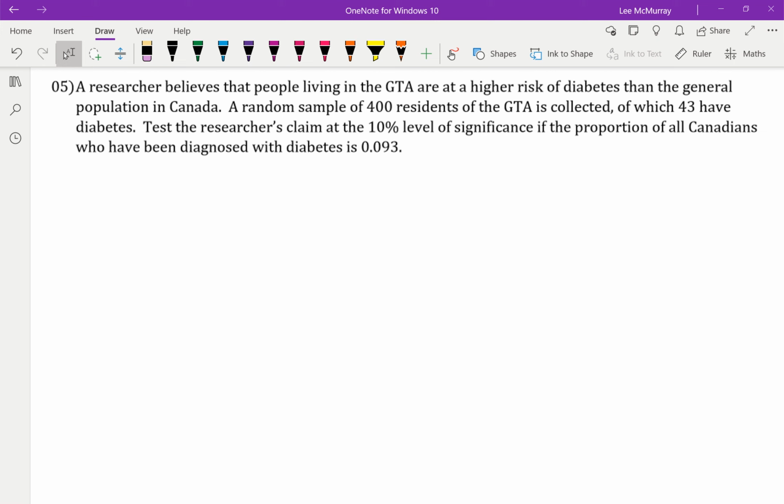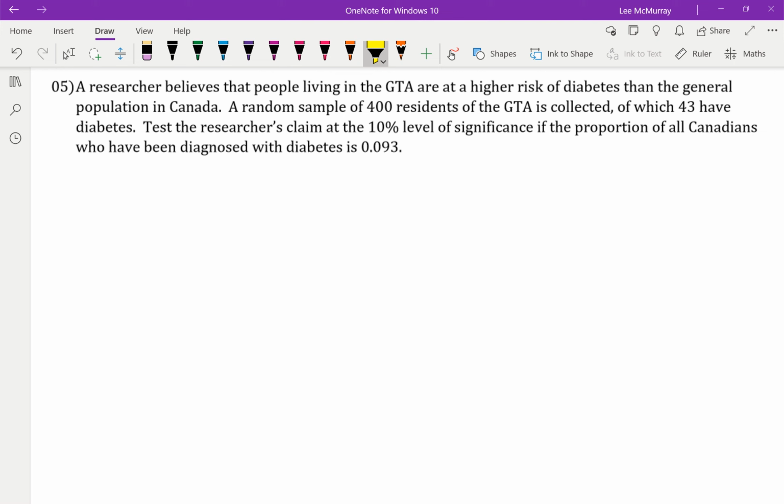Okay, so we've got a researcher who believes that people living in the GTA are at a higher risk of diabetes than the general population in Canada. So a random sample of 400 residents of the GTA is collected, of which 43 have diabetes. Test the researcher's claim at the 10% level of significance if the proportion of all Canadians who have been diagnosed with diabetes is 0.093.